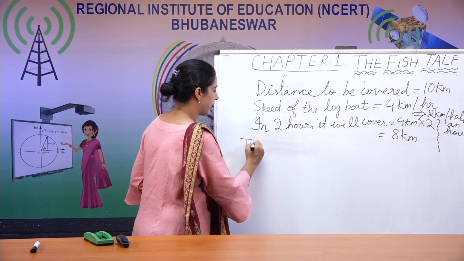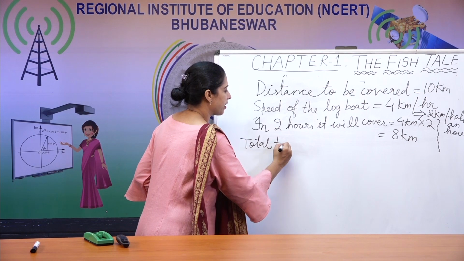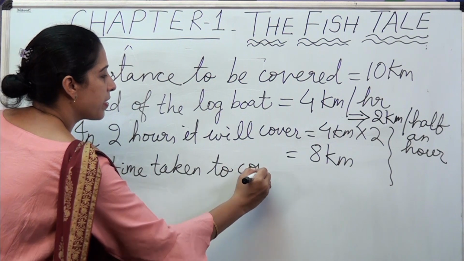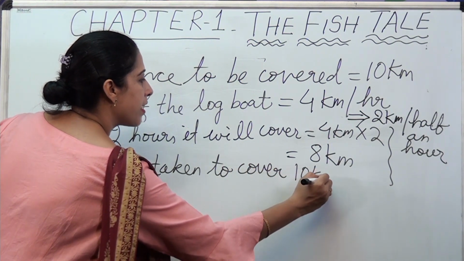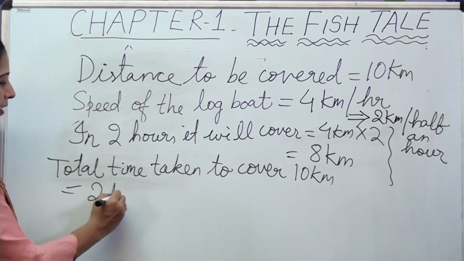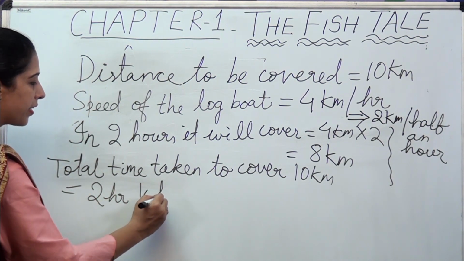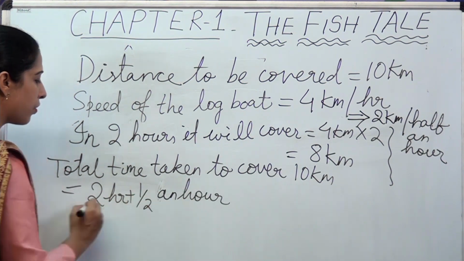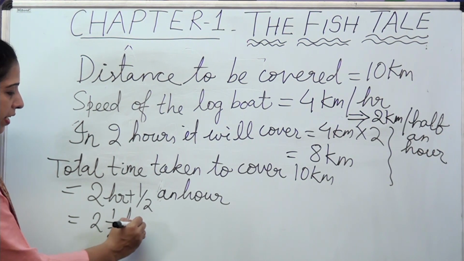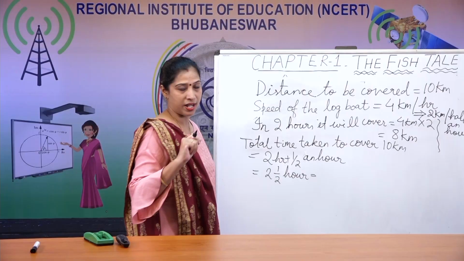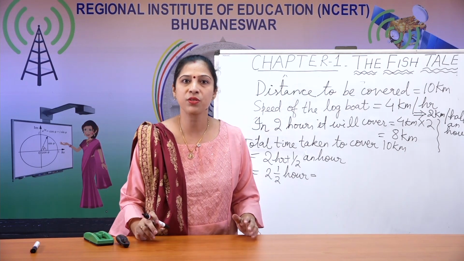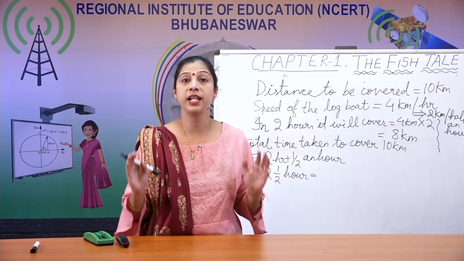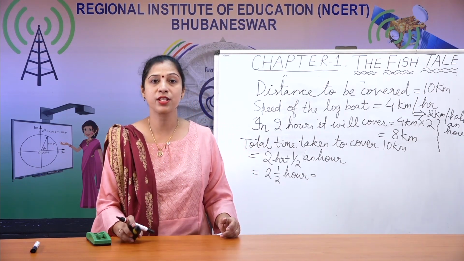So the total time taken to cover this 10 kilometers is equal to 2 hours plus half an hour. That is equal to 2.5 hours, or we can say 2.5 hours. Both are correct. So now you understood it will take 2.5 hours just to cover 10 kilometers. The log boat is that slow.